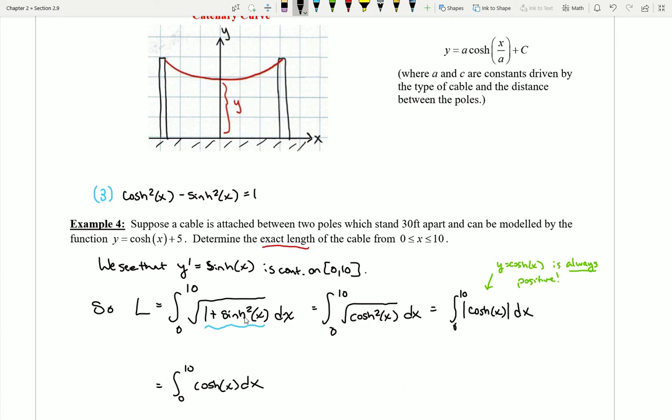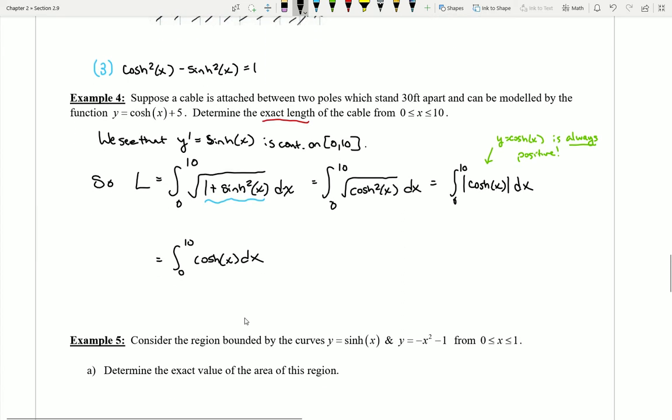Well now, since this is a continuous function, I can use the fundamental theorem of calculus, and I can say, what's the antiderivative of the hyperbolic cosine? Well, I know that should be the hyperbolic sine of x, and I just evaluate from 0 to 10. That would be hyperbolic sine of 10 minus hyperbolic sine of 0.